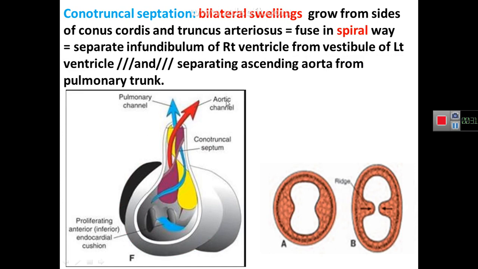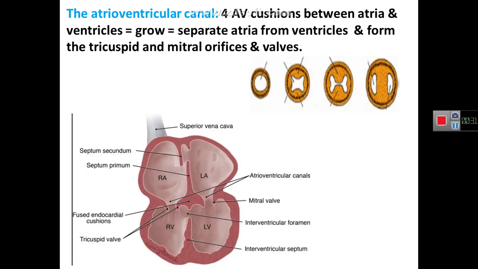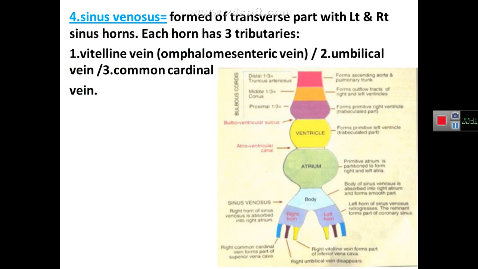Septation in the truncus arteriosus and conus cordis. I just want to go back to the figure of these parts in the heart tube. The middle one-third of the bulbous cordis is called conus cordis. That will need a septum dividing it into infundibulum of the right ventricle and vestibule of the aorta. And the distal one-third of the bulbous cordis, called the truncus arteriosus, needs a septum to divide it into root of ascending aorta and pulmonary trunk. So we need a septum here and a septum here.